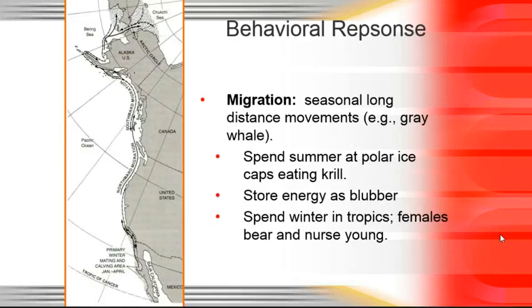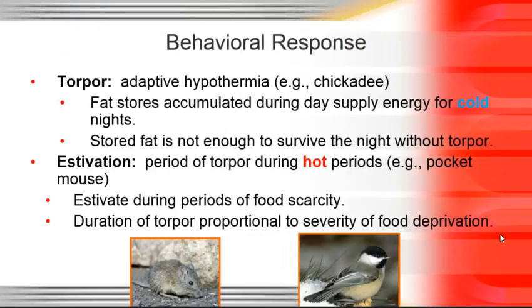Migration: if it is too cold, move. If it's too hot, move, yeah? Torpor and estivation are where you can actually slow down processes. Torpor is for cold, okay, and so it's like an adaptive hypothermia in such a way, but it's not damaging. Like when we think of hypothermia, we think, oh, the next thing's death.